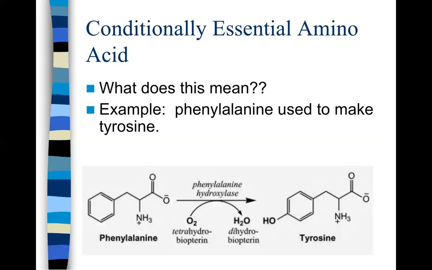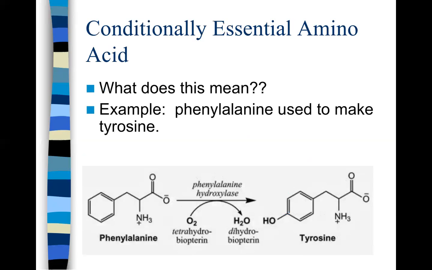Sometimes an amino acid that is non-essential becomes conditionally essential. And an amino acid that is conditionally essential means that under certain conditions, we're not able to make it ourselves. So one example is tyrosine. Normally, the body can make the amino acid tyrosine, which is not considered essential, from phenylalanine.